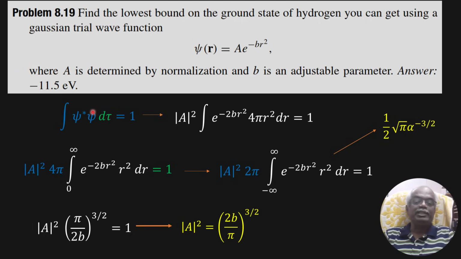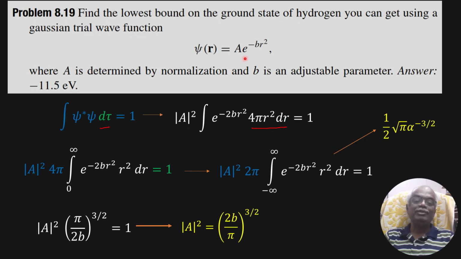In order to find the normalization constant, we have to integrate psi star psi over d tau, where d tau is a small volume element. In the radial coordinate system, d tau is the area multiplied by the thickness. That is, the area is 4 pi r squared multiplied by dr, where dr is the small thickness. So area times thickness gives you the volume, and this is a small volume element.